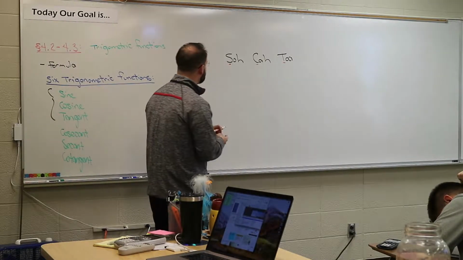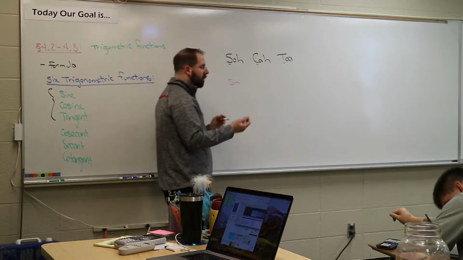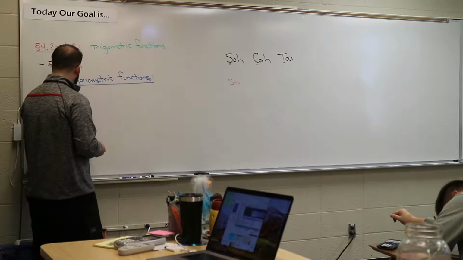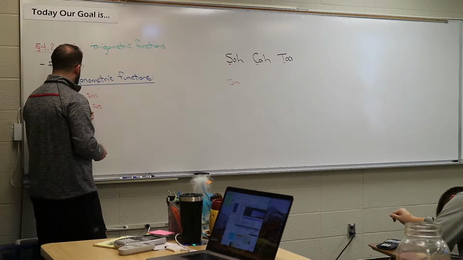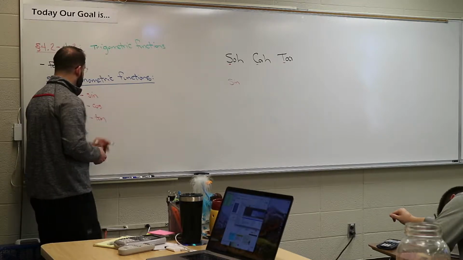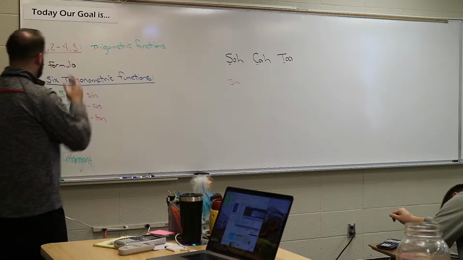So we'll label those as we go. But the first one stands for sine. The abbreviation for sine is SIN. Cosine is COS, and tangent we use TAN. Those are the main 3. So you'll see those buttons on your calculator as we go through it today.